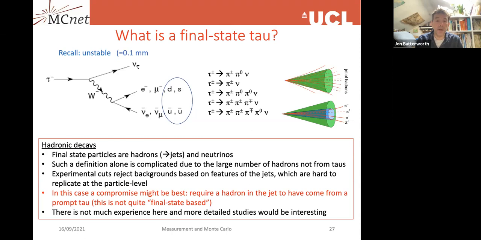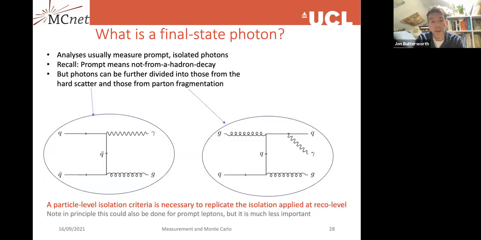Sometimes it's better to require a hadron in the jet to have come from a prompt tau, which is not really a final state based thing. There's actually not that many particle level measurements of tau leptons produced at the moment, and this is a very active area for discussion. It's actually something I'm working on myself at the moment.